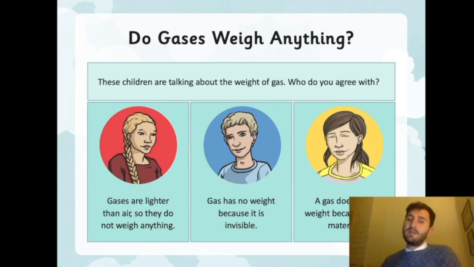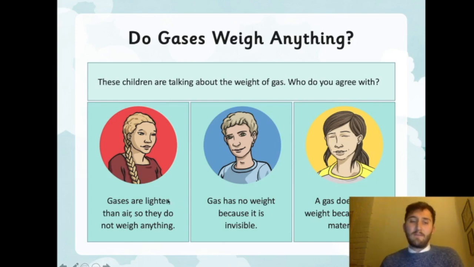So these children are talking about the weight of gas. In a moment I'm going to ask you to pause it and we're going to see whether you agree or disagree with any of these people below. The first one says, gases are lighter than air, so they do not weigh anything. Gas has no weight because it is invisible. And then finally, a gas does have weight because it is a material.